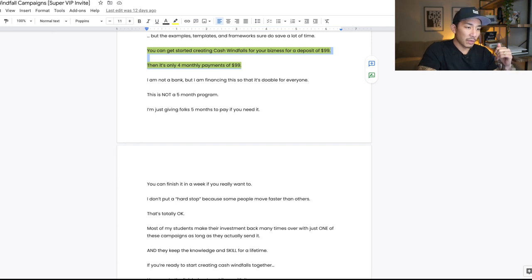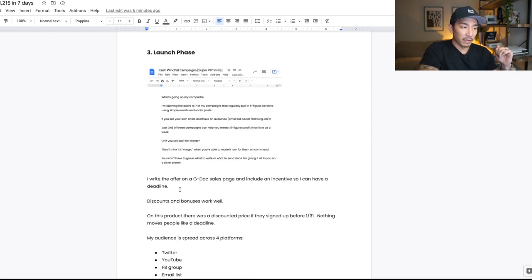That's what I mean by having a deadline or an incentive, because if you don't have an incentive, people don't really act as quickly. They don't have a reason to move and buy the product. So discounts and bonuses work very well here. I use these all the time during launch processes. I actually prefer to do bonuses a little more because I don't like to discount my stuff, but I will do launch discounts if it's for the first time. On this product, again, there was a discounted price if they signed up before 1/31, and nothing moves people like a deadline. People really don't act unless there is some reason to act now, and that's why I have these deadlines.